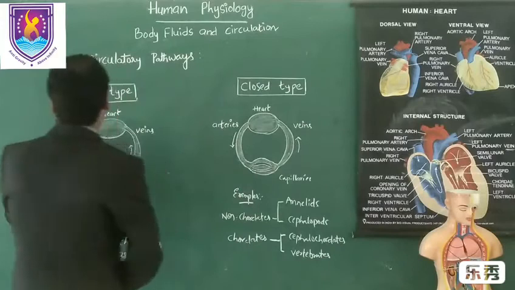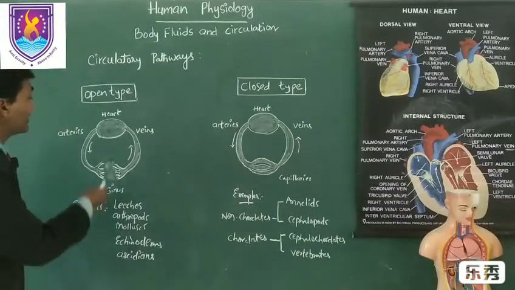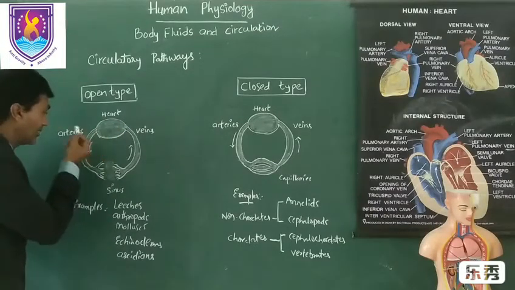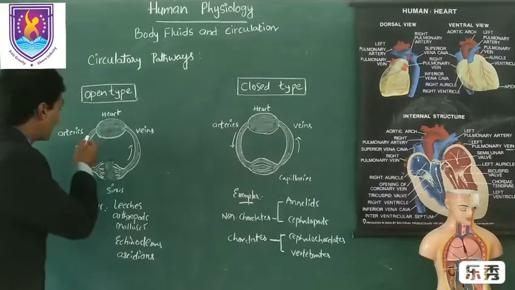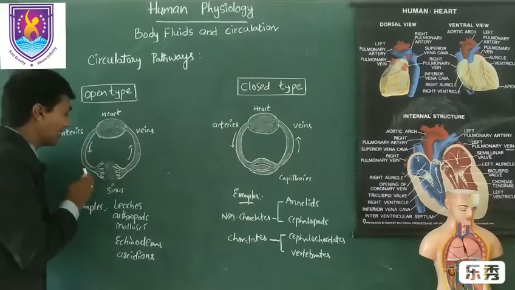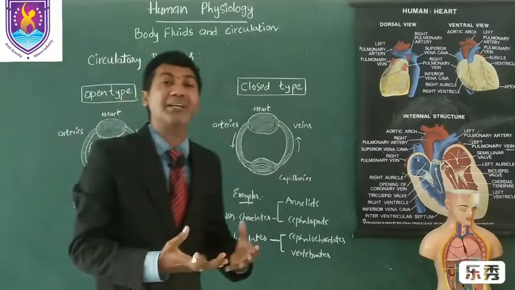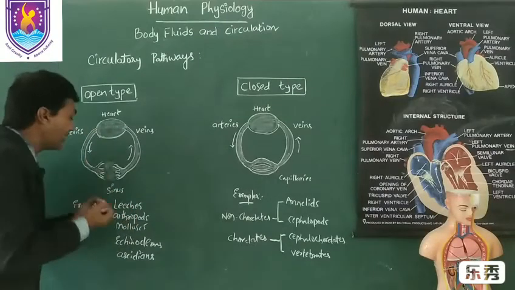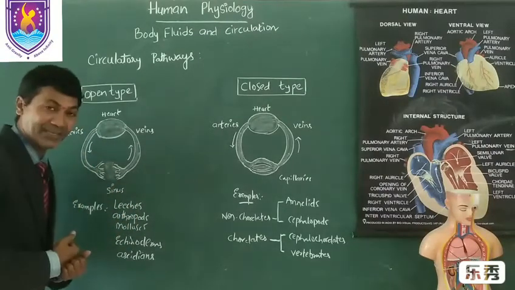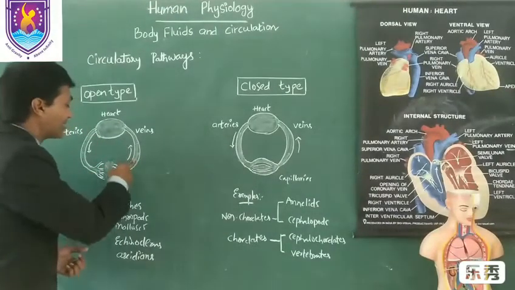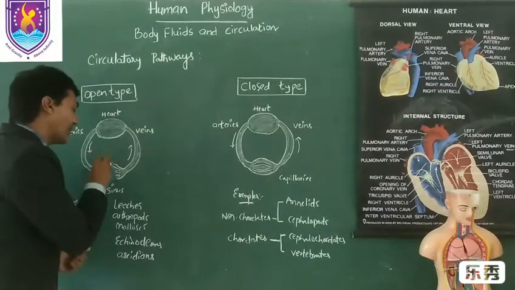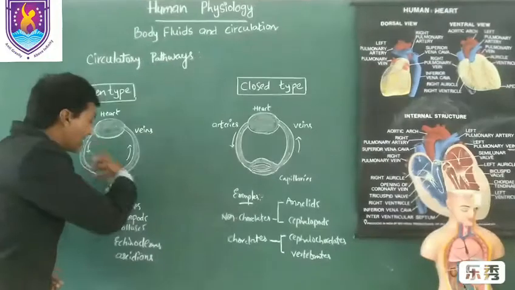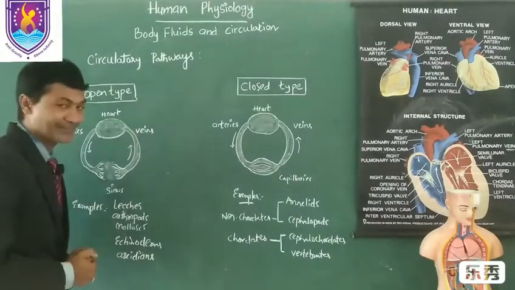My dear students, in the first one, open type, once blood is pumped by the heart, let us assume this is the heart, pumped by the heart, it enters into arteries. After entering into arteries, it sends this blood to large open areas of the body cavities known as sinuses. Here what is happening? The body fluid is coming outside of the arteries. After that, the veins collect this hemolymph, the part of the body fluid which is coming outside of the blood vessels, received by veins and sent to the heart.